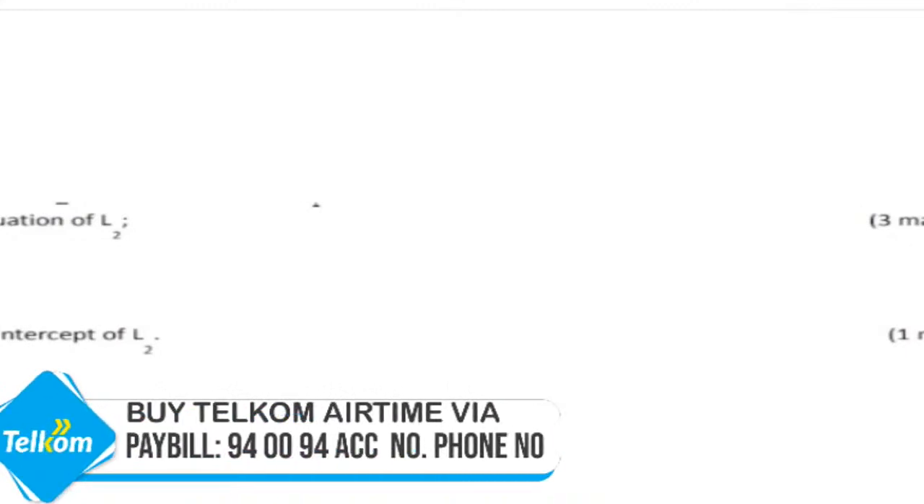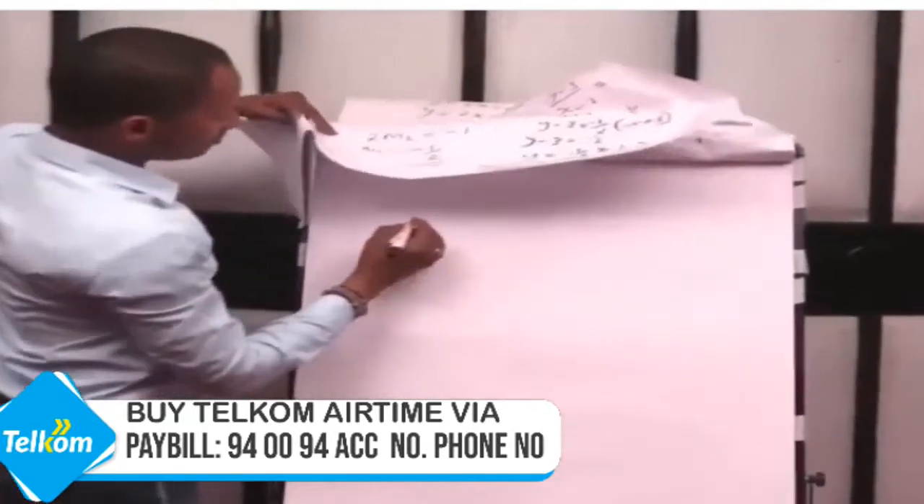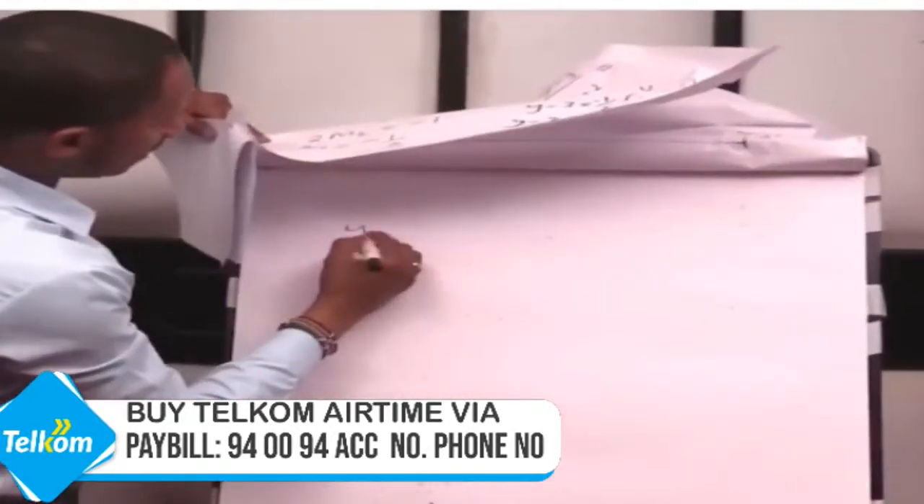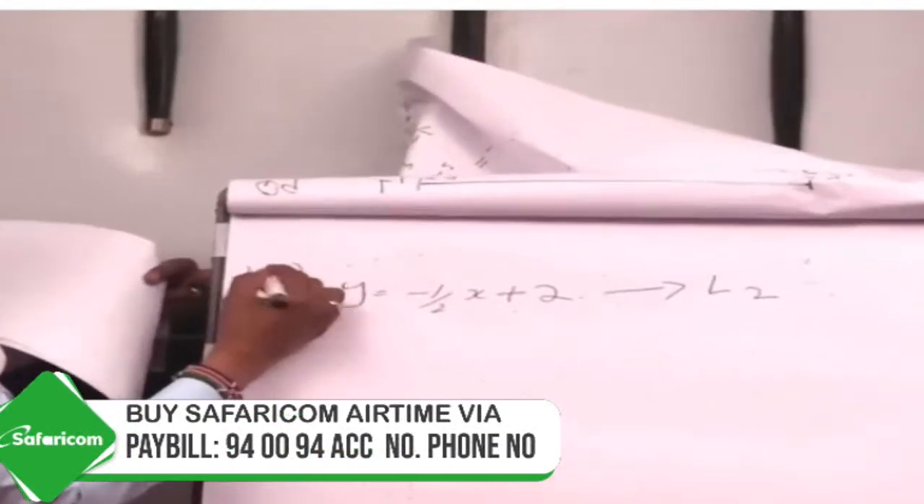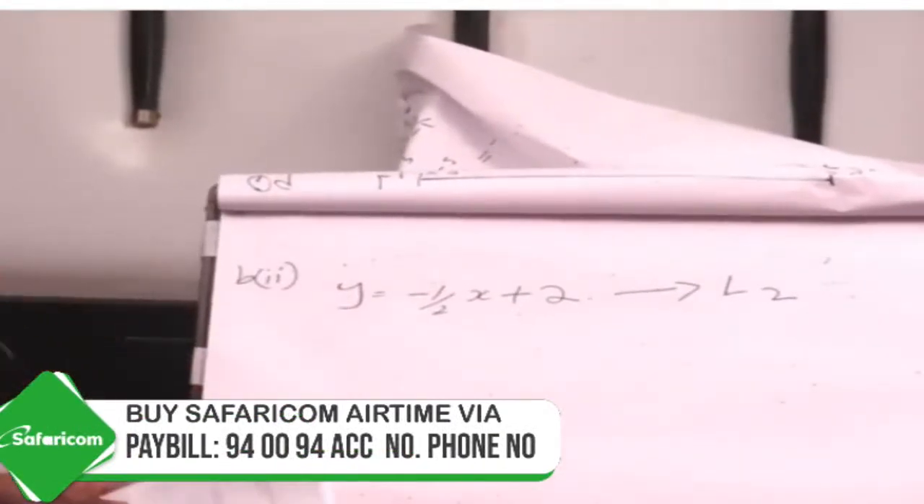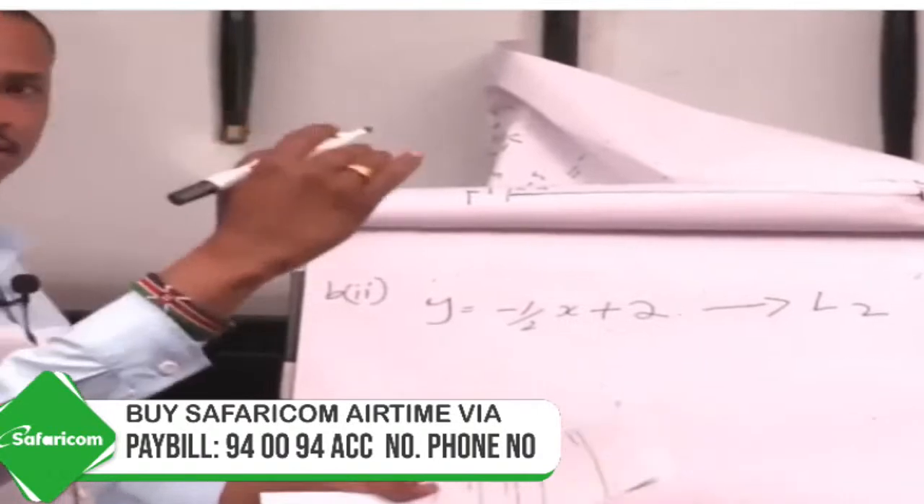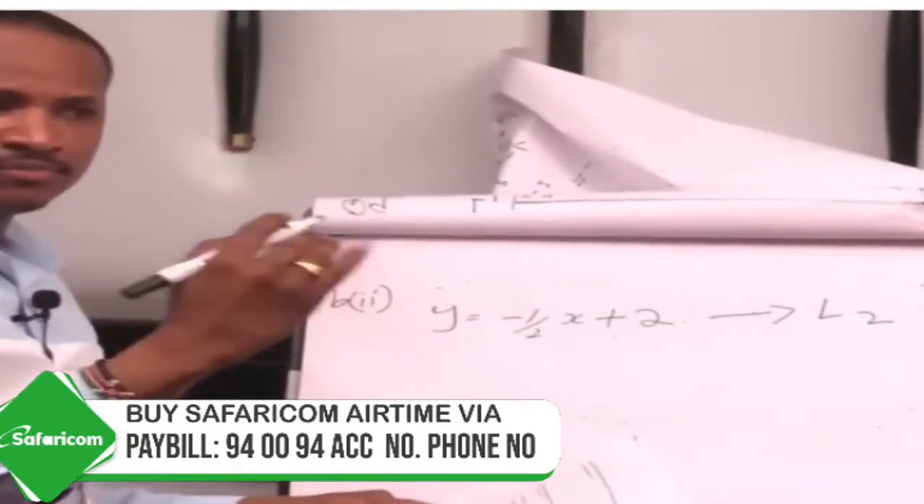It says, find the x-intercept of L2. From here, the equation of L2 is y equals minus a half x plus 2. This is the equation of line L2. This is one question with different parts. It has part A, part B, B part 1, B part 2.